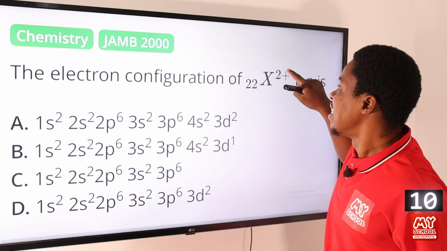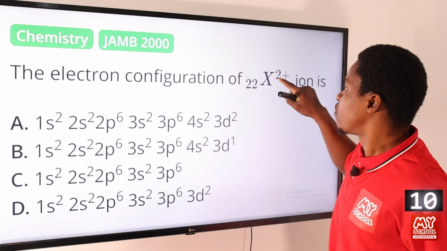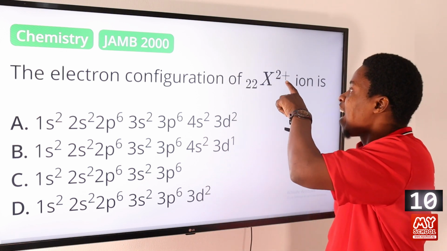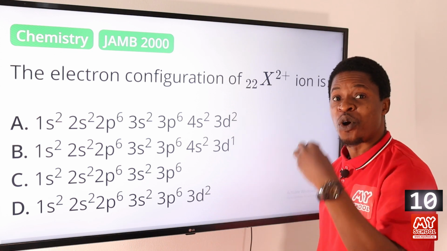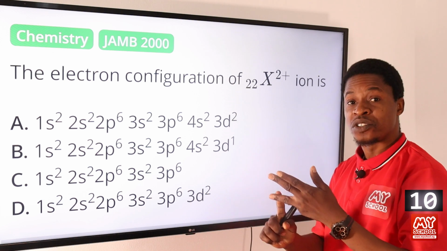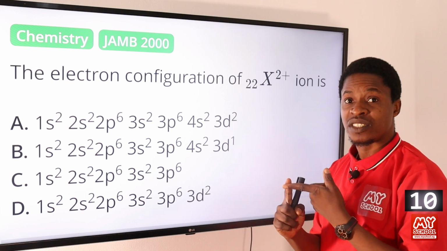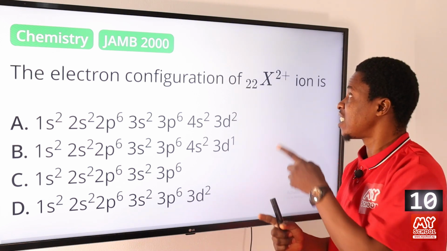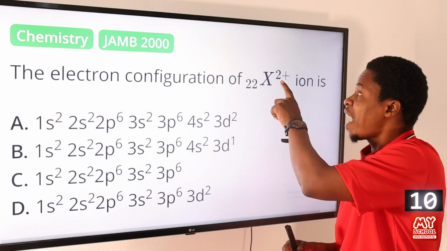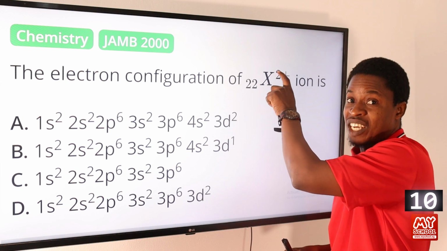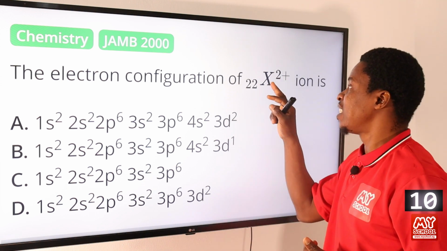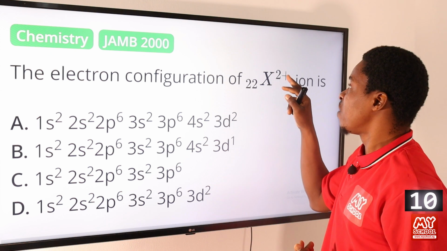So, which means that this is positive 2. Among the three subatomic particles of an atom, that is proton, neutron, and electron, the one that is positively charged is actually the proton. So, having +2 here means that proton is what is in charge. So, what does it mean?